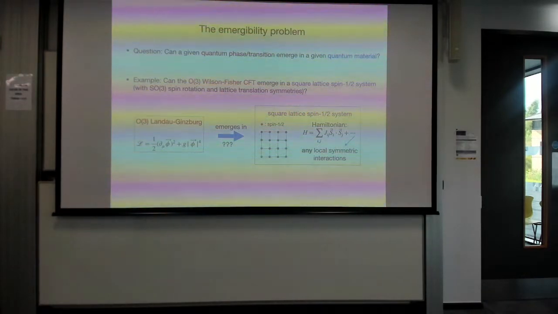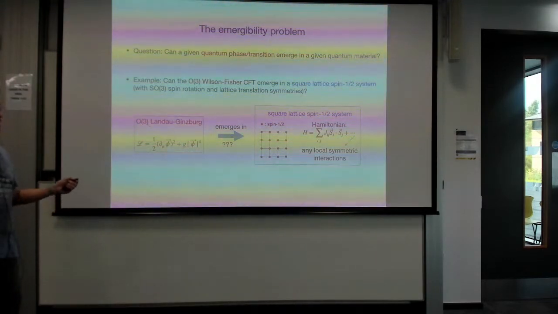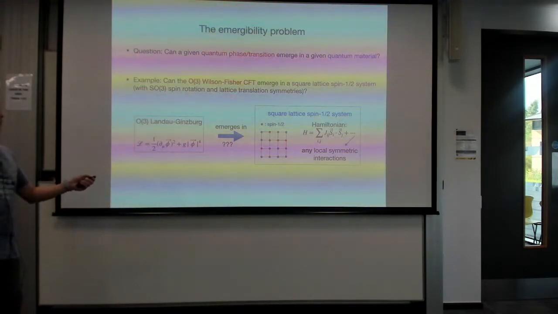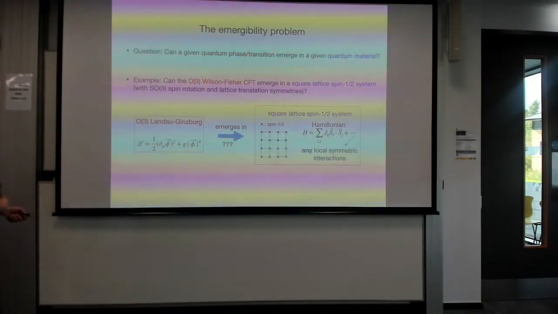This is a question. I'd like to ask you to vote if you think it can emerge for at least one particular choice of parameters. Please raise your right hand. Wait. Can you first say, are we required to keep lattice symmetries? Yeah. We need to keep all these symmetries. Okay.